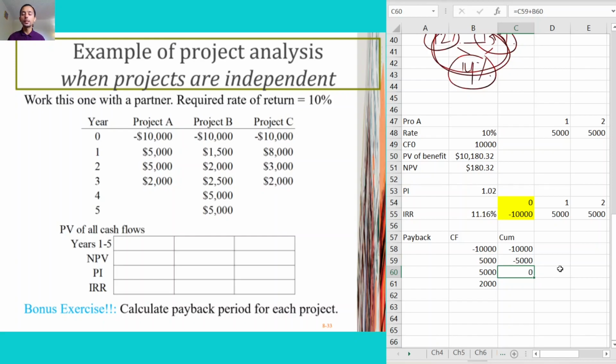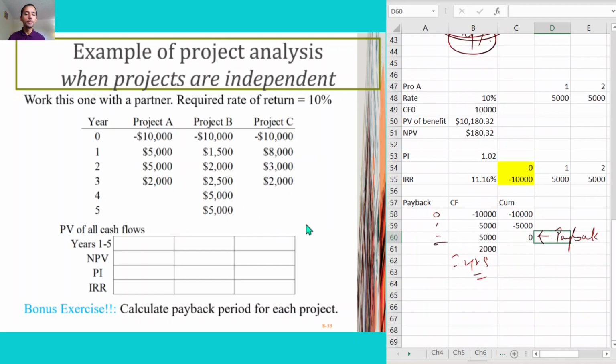So what does it tell you? It tells you that your payback period is exactly this. This is payback period, right? This is 0, 1, 2. So your payback period is 2 years. I know the question here is not asking you for payback period, but I wanted to show it to you anyway. All right. So do you want to do the same thing for project B and then project C?